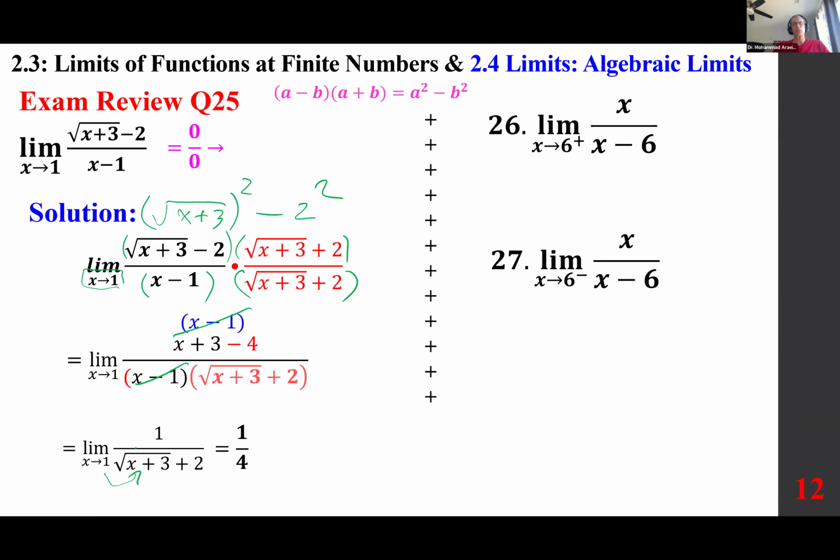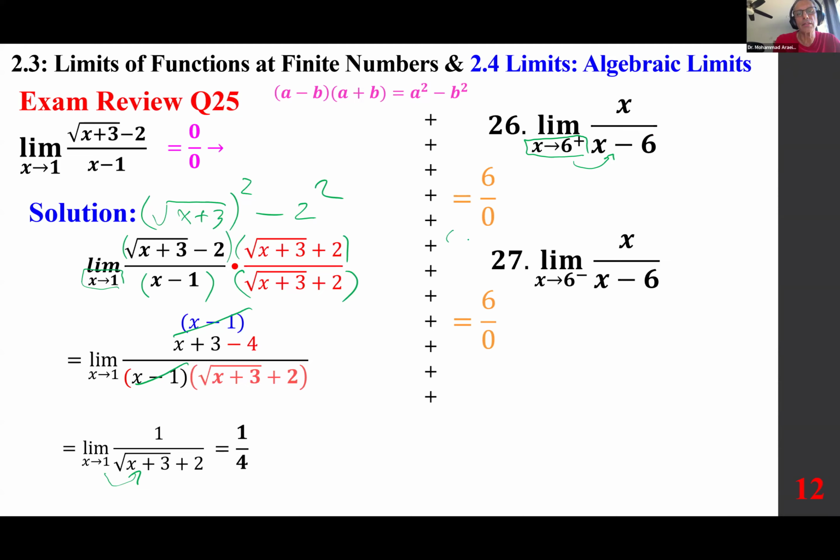Questions 26 and 27. X is approaching 6 from the right. Whether 6 is from the right or left, for the numerator is very close to 6 and it makes no difference. For the denominator is very close to 0 in both cases, and it does make a difference because the left side, 0 from the left, gives us a negative value, from the right, a positive value. Because of that, we are going to apply that to the denominator.